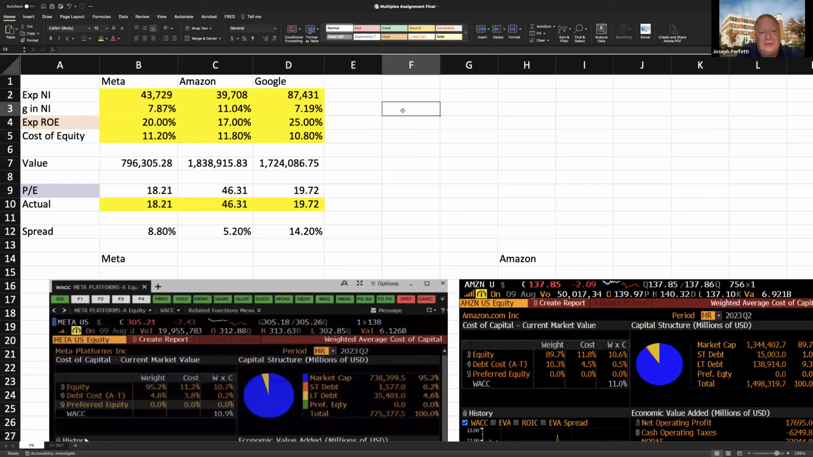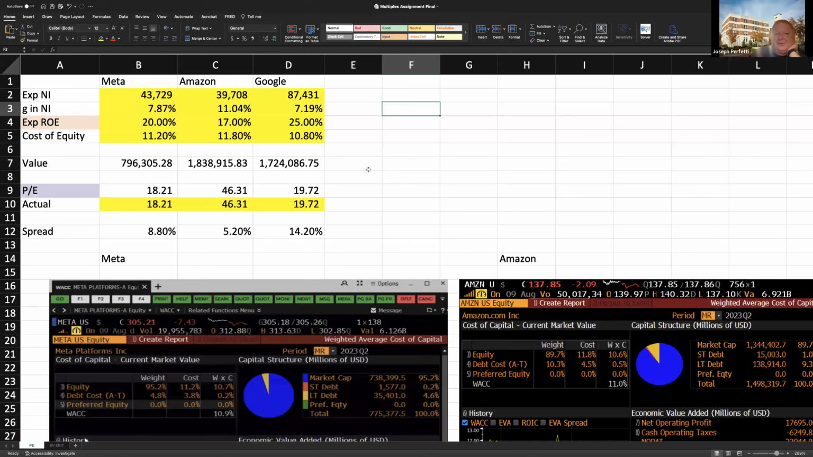So tell me why Google is trading at a premium to Meta. Google's premium to Meta is because they do have a higher ROE and Meta's G is not high enough to beat Google's higher spread. So Google's higher spread, 19.7 versus 18.2, is because of what again? Because they had the higher ROE and the lower cost of equity.